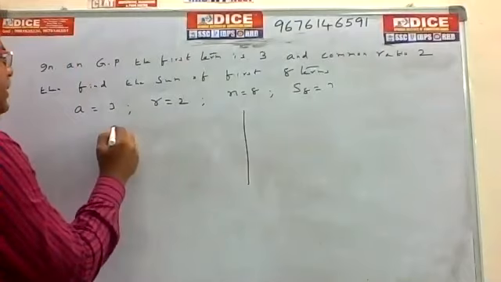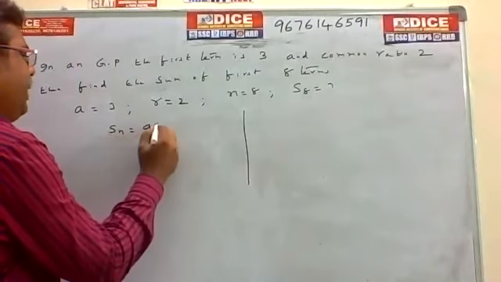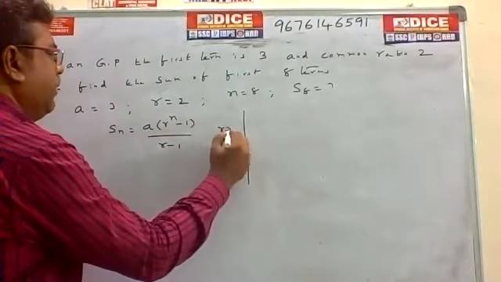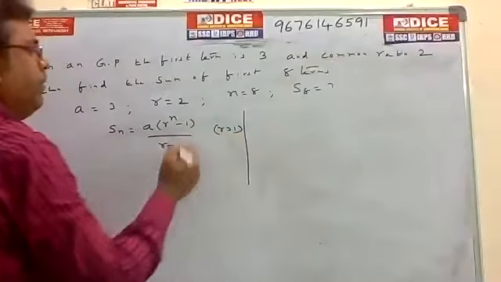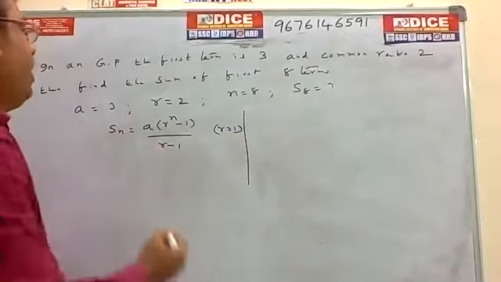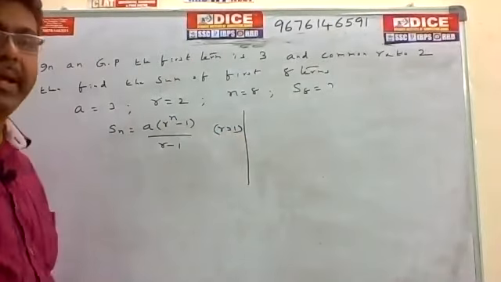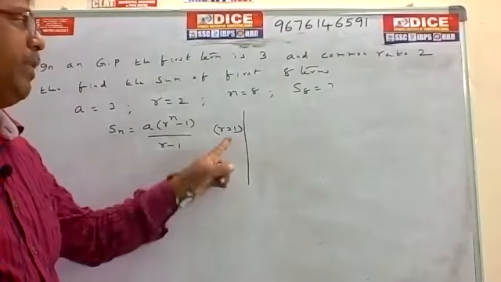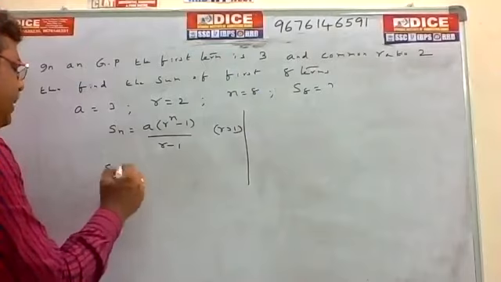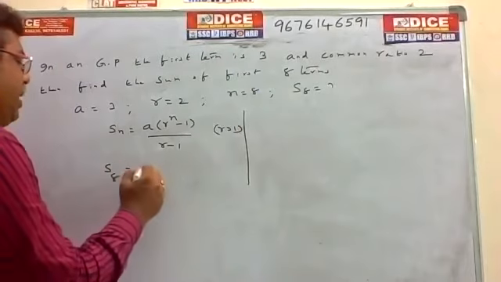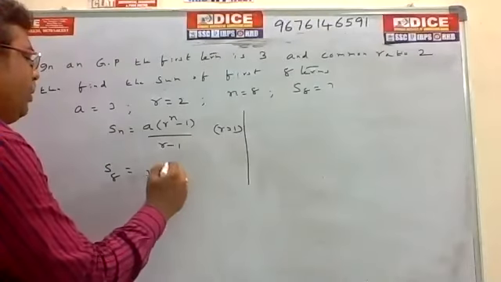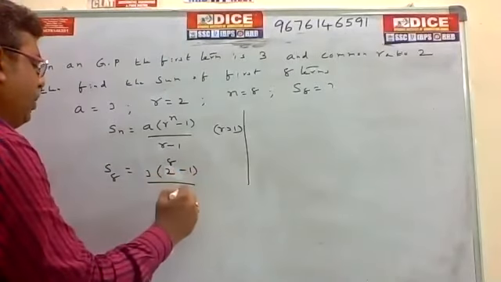So what is the formula? Sn is equal to A into R to the power of n minus 1 by R minus 1, because R is greater than 1. The R value is 2, which means greater than 1. That's why you can use this formula. Now apply the values. N value is 8. S8 is equal to A, which is 3, into 2 to the power of 8 minus 1 by 2 minus 1.